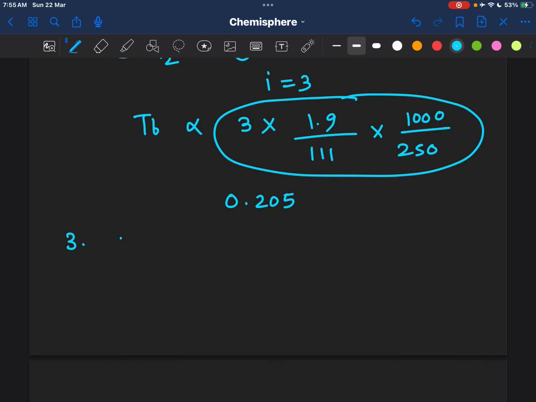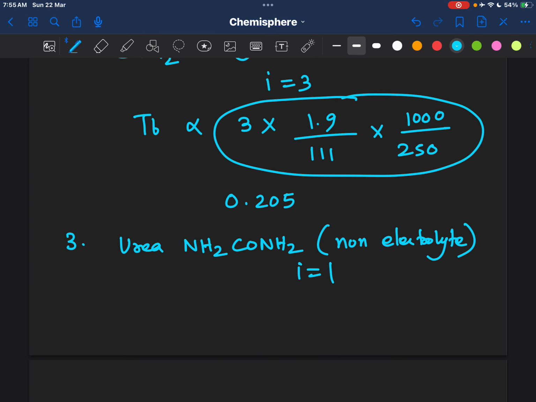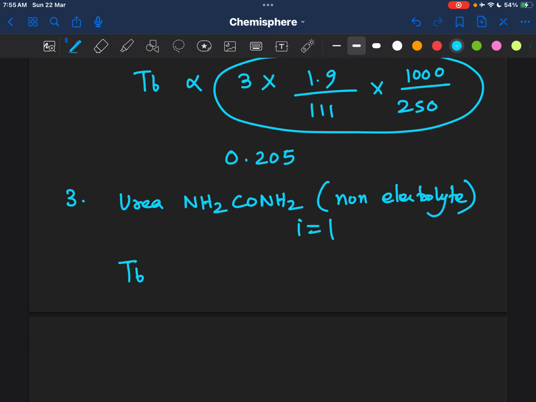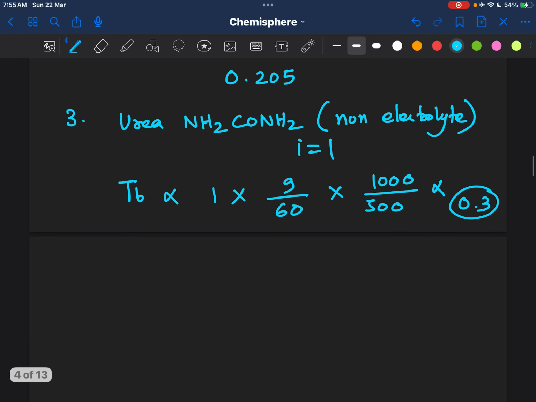Third case is urea. The formula is NH2CONH2, and this is again a non-electrolyte. So therefore the I value is going to be 1, and TB in that case will be directly proportional to 1 into the mass we have taken, 9, the molar mass is 60 for urea, into 1000 divided by the 500 ml we have taken. When we calculate this, we get that it is approximately 0.3.